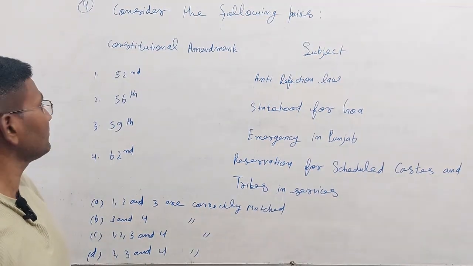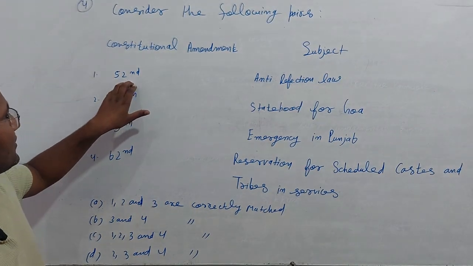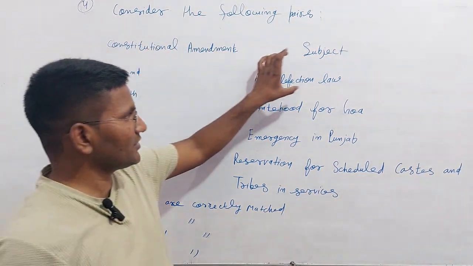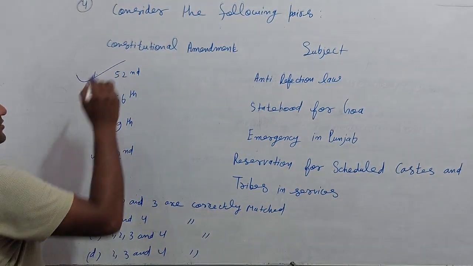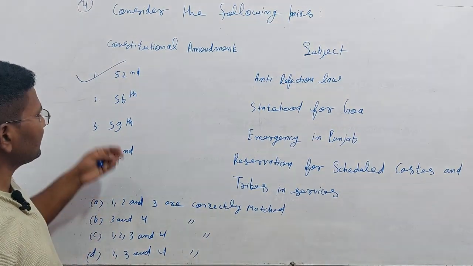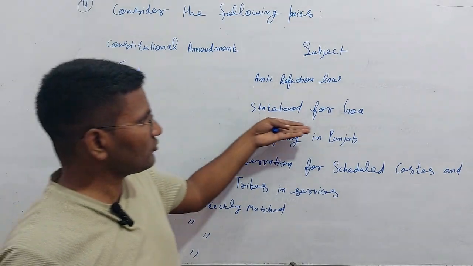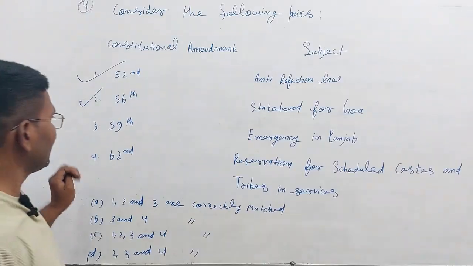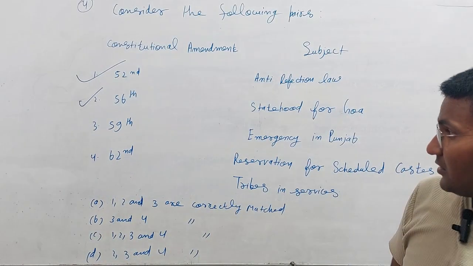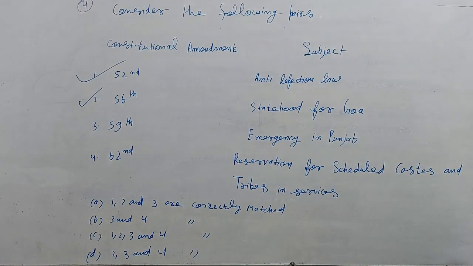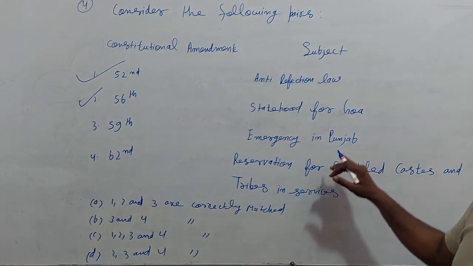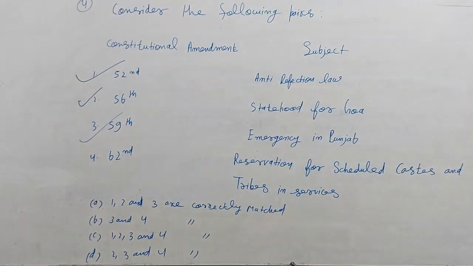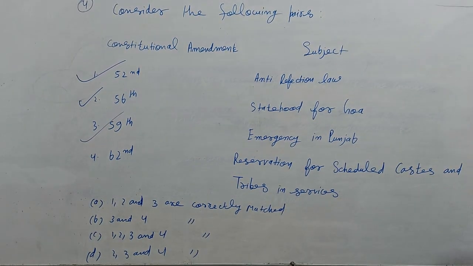First of all, you should know the 52nd constitutional amendment, the subject is the anti-defection law. This is right. And second, the 56th amendment, statehood for Goa. This is also right. Are you getting or not? And the 59th amendment, emergency in Punjab, also right. And the 62nd amendment, reservation for scheduled castes and scheduled tribes in services.